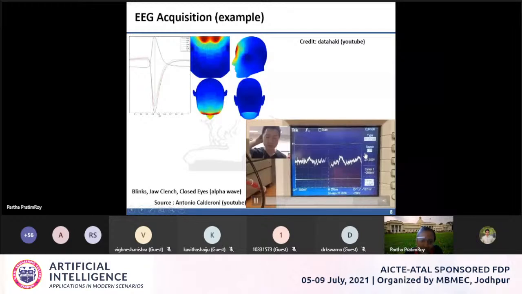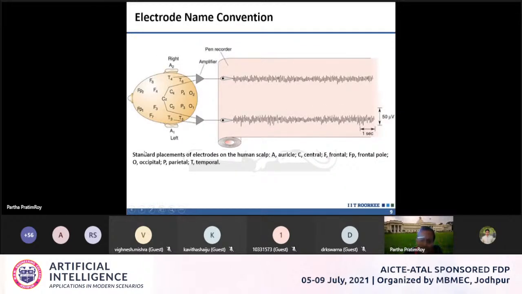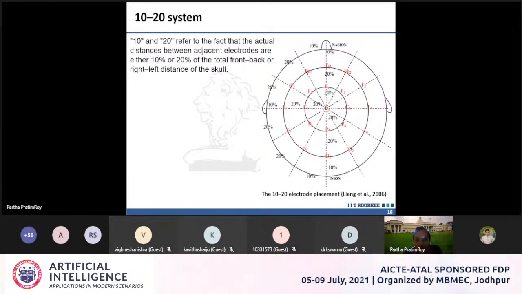And there is also another form. If the electrodes are on the right side, they will have even numbers. If these electrodes are on the left side, they will have odd numbers. And then there is another standard.